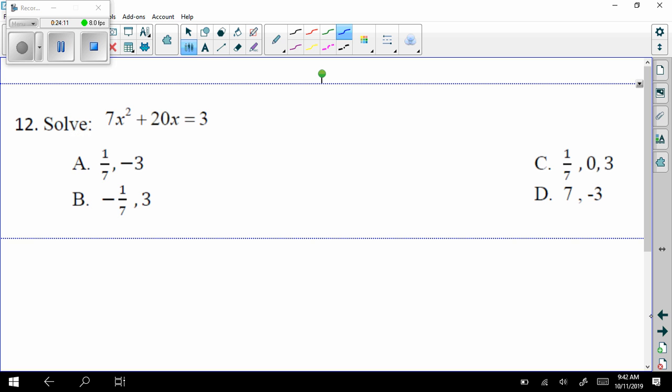Solving, you can solve by factoring, you can solve by quadratic formula, it doesn't matter. But either way, when you go to do it, you need everything on one side. So make that be 7x squared plus 20x minus 3 equals 0. Then you can factor.